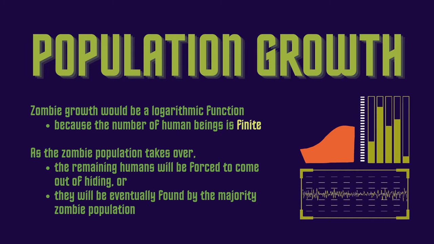See, population growth works differently. We can use an exponential function for the bacteria because those increase infinitely. But for zombies, the growth would be a logarithmic function because the number of human beings is finite. As the zombie population takes over, the remaining number of humans will grow smaller and smaller. They'll either be forced to come out of hiding or they'll eventually be found by the majority zombie population.